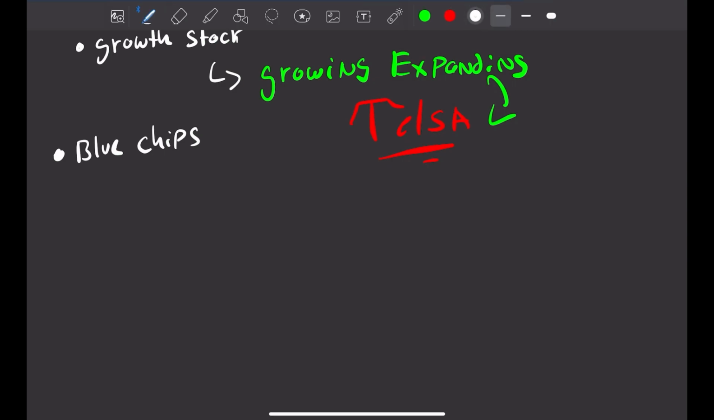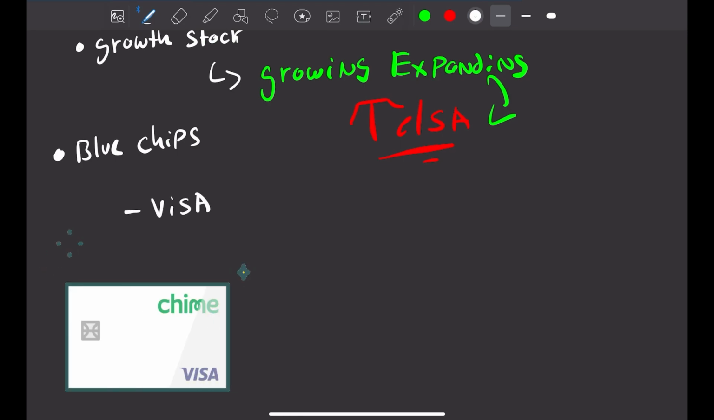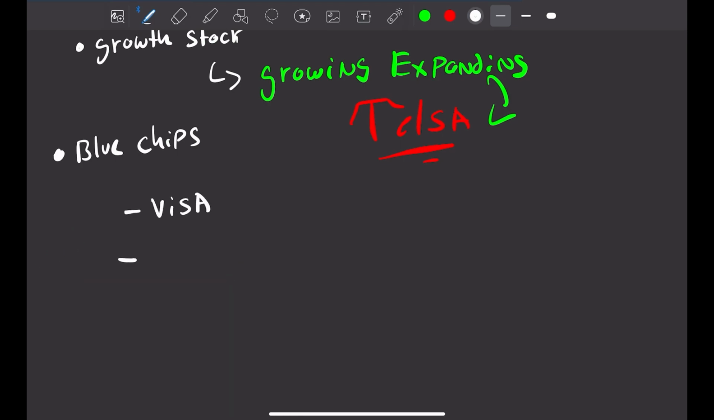And then, okay, blue chips. As I was saying, blue chips are companies like Visa, MasterCard. Their stock is on the rise, kind of slowly and steadily, and they pay a percentage in dividends. So blue chips are stable stocks.